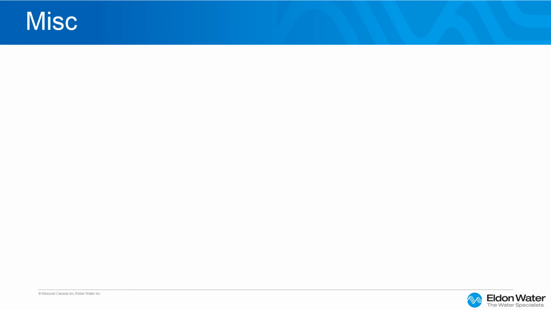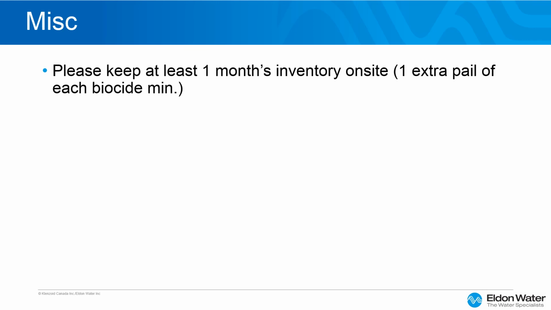And then finally, just some miscellaneous things I'd like to talk about. Inventory on site of 1 month is reasonable, what we're trying to do. I know sometimes it's hard, but at the very least, an extra pail of biocide. Just, God forbid, Friday, something goes on the weekend shift, you just want to make sure that you have that extra pail, that safety blanket there, of the biocide.